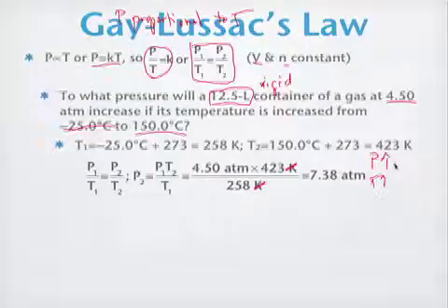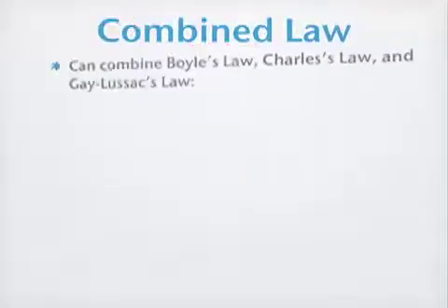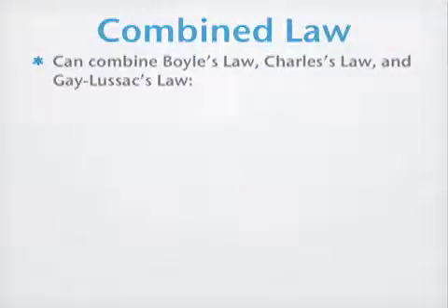Now, these are the three main individual gas laws. Each of them we got to by holding two of the four variables constant. That's not always going to be the case, and so what we can do is combine all three of the gas laws together to give us the combined gas law, which looks exactly like this.